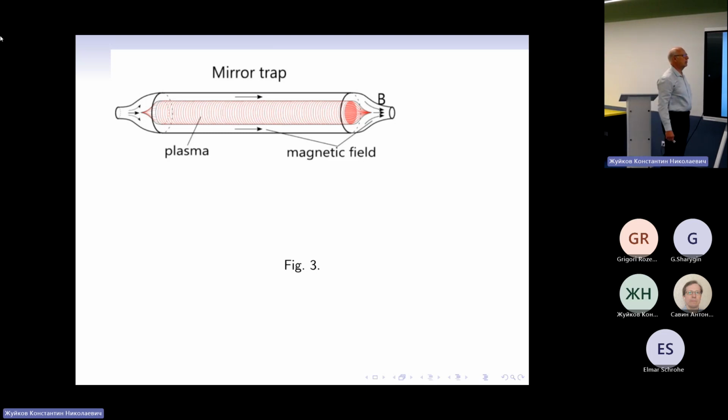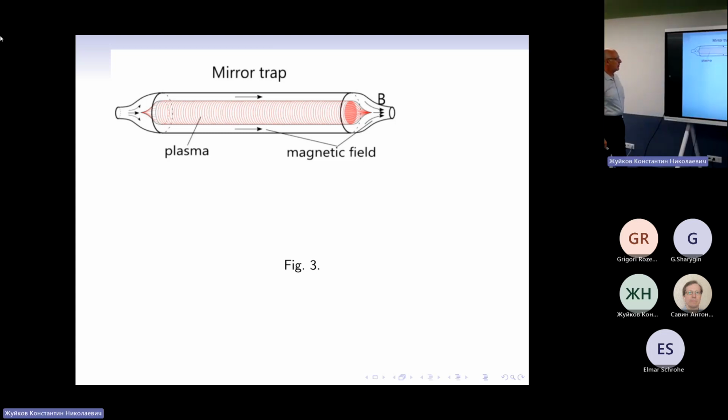So the majority of particles, due to such deformation of the magnetic field, can be reflected back inside the chamber, but some of them can fly outside. Therefore, physicists usually arrange something like a chain of magnetic traps, one after another, in order to decrease the so-called end losses of particles.